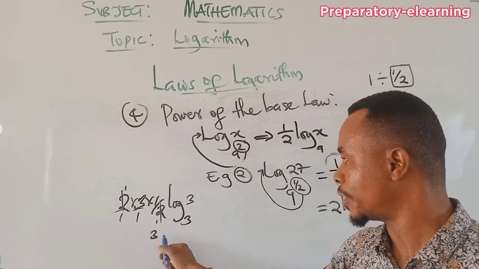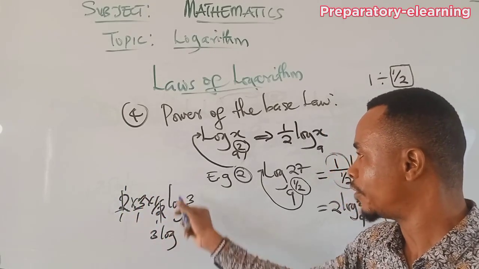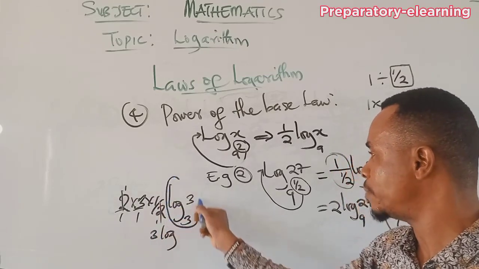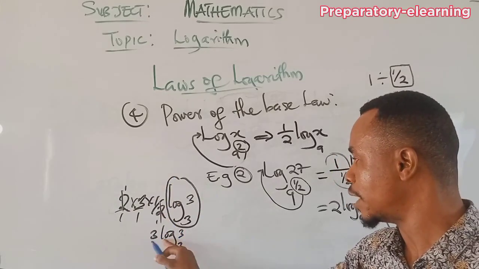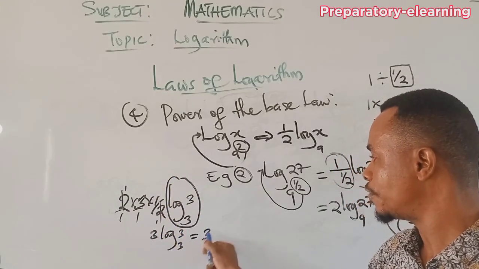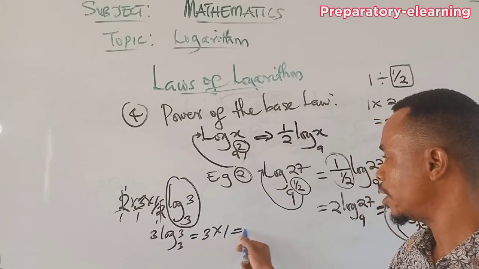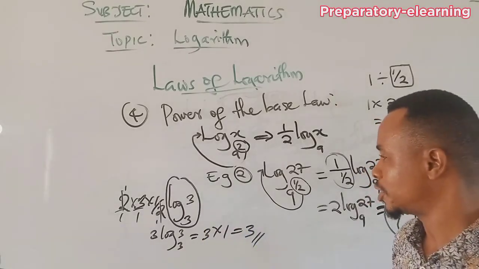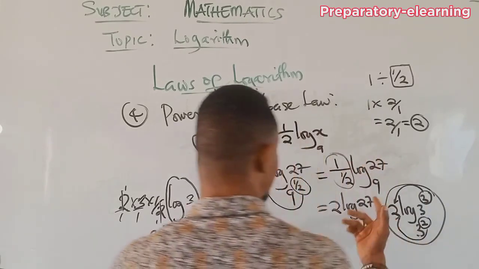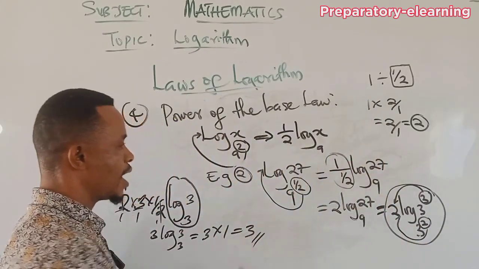So what you have there is 3 log 3 base 3. And for this one you have here, log 3 base 3 is what? 1. Log 3 base 3 there, this will give you what? 3 times 1 equals what? 3. So the simple solution to that is that we have the answer here as 3.